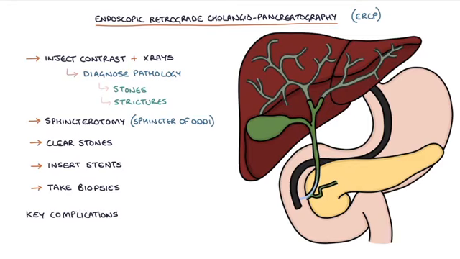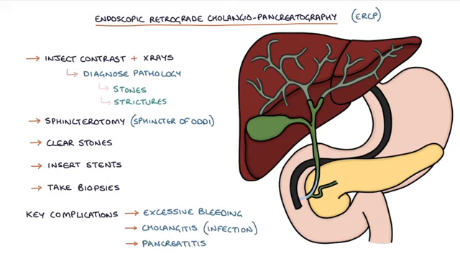The key complications of an ERCP procedure are excessive bleeding, cholangitis, which is infection in the bile ducts, and pancreatitis.